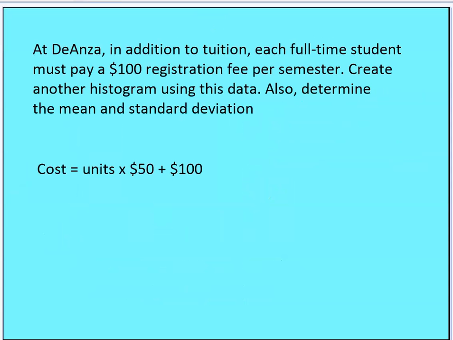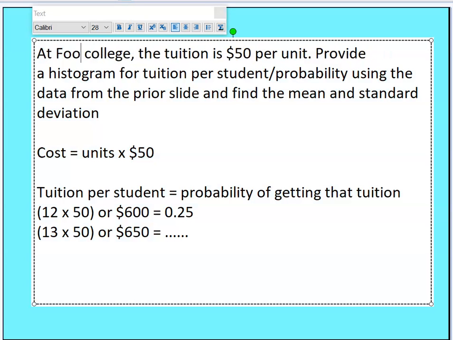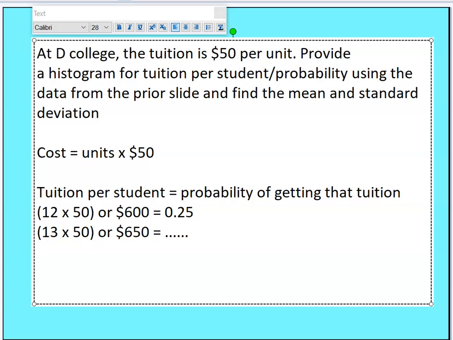All right, now at De Anza, in addition to tuition, each full-time student must pay a $100 registration fee per semester. We're going to create another histogram using the data. And I think I should have said Foothill, De Anza back here, so let me change it just to avoid some confusion. So we're sticking with De Anza here.